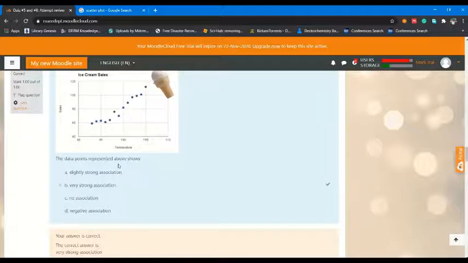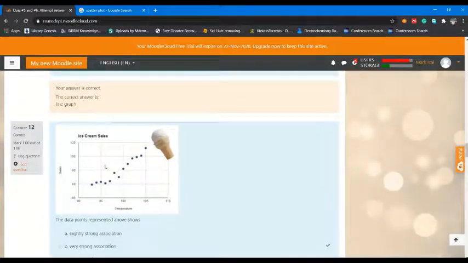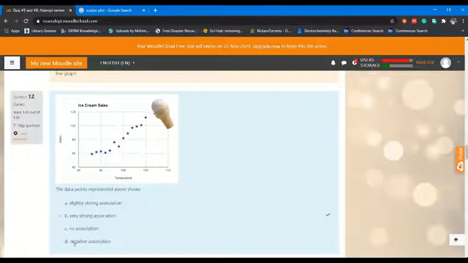And then, no association at all. It means all the points there are random. It doesn't mean anything. And then, negative association is downtrend. Okay? Downtrend data is a negative association. This one is a positive association because it has a positive slope. Right? So since there is no positive association here, the correct answer, using deduction, is very strong association.